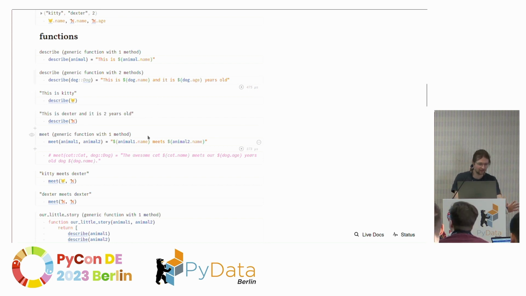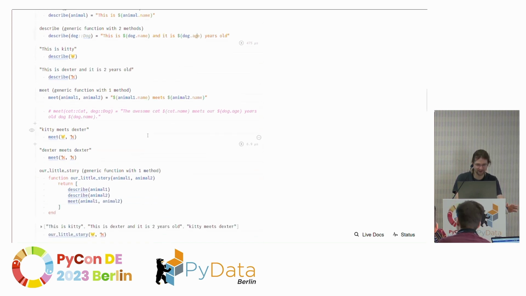You see everything else already updated, but because of the limited space, I need to scroll down. So we have this describe over here, which updated, and also in our little story, we now got the right specialized function. This is the key idea in Julia. We just specialize our functions for the concrete types, and now the just-in-time compiler picks the right one.